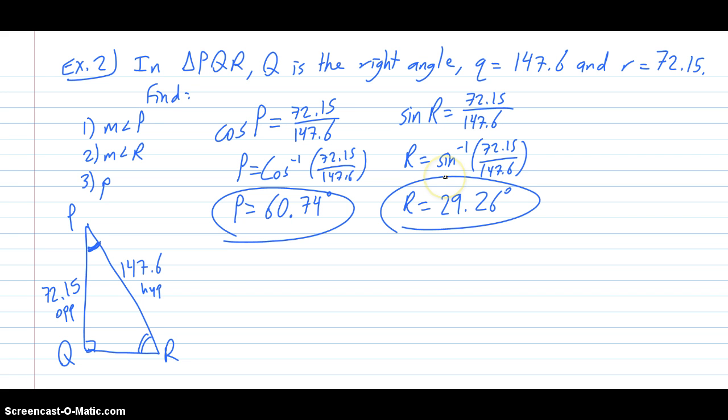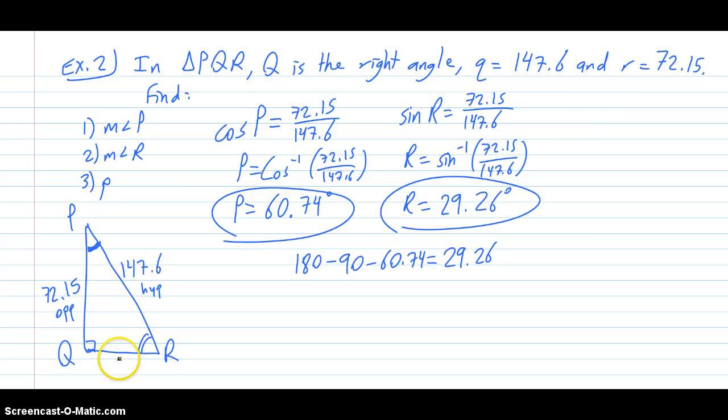You might notice something about P and R. Quickly, if you add them in your head, you'll notice they add up to 90. This should make sense, right? All the angles in a triangle add up to 180. So I could have taken 180 minus 90 minus the first angle that I found, 60.74, and I also get 29.26. Take your pick, whichever way you feel is easier.